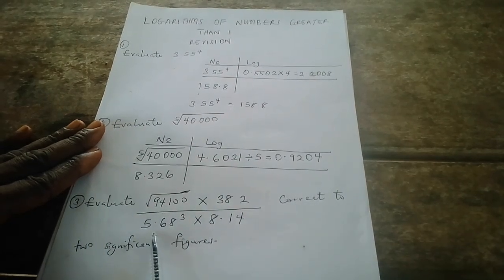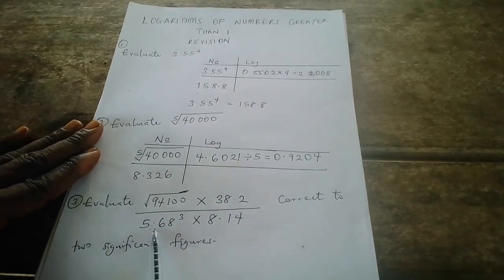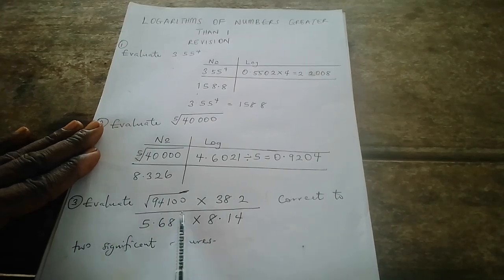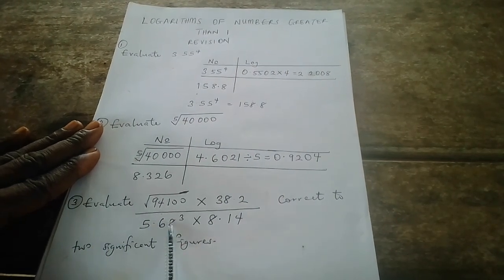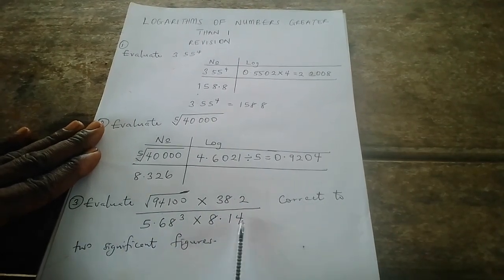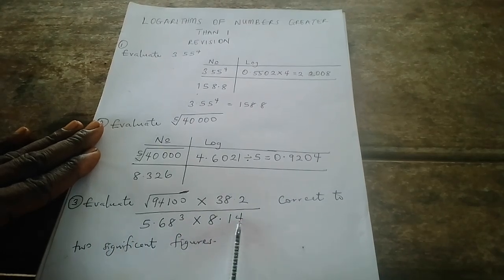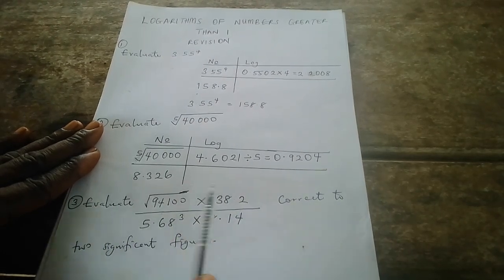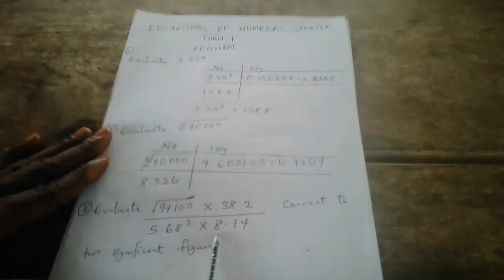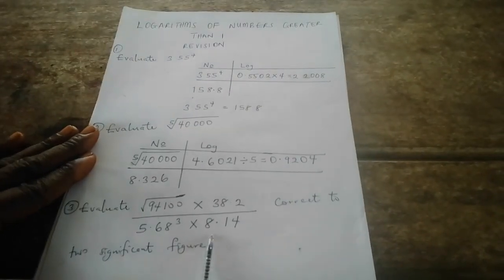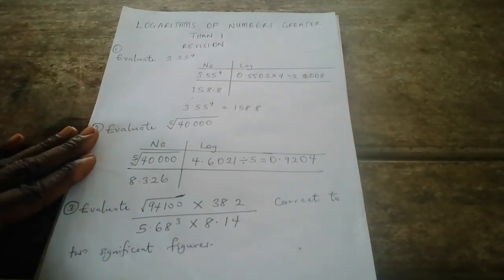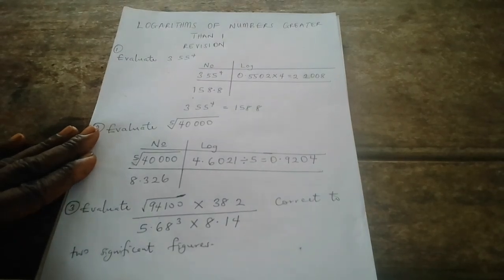Then you now come to the denominator. This is 5.68 raised to power 3. So you look for the logarithm of 5.68, then multiply it by 3. Then look for the logarithm of 8.14. Because this and this are multiplying, you are going to add them. Now, the answer of the numerator, the answer of the denominator, you will now subtract them because they are both dividing. Then, you now look for the antilog.